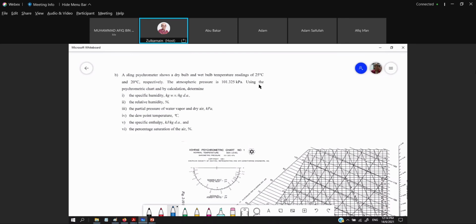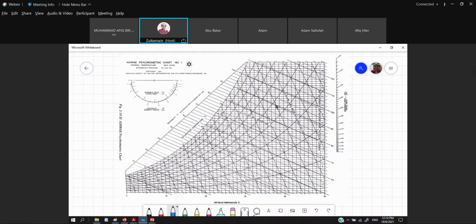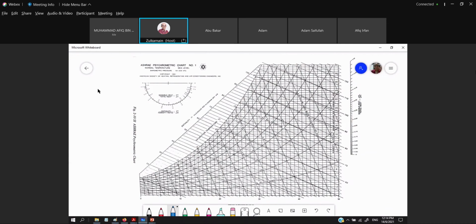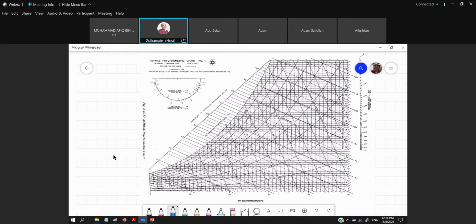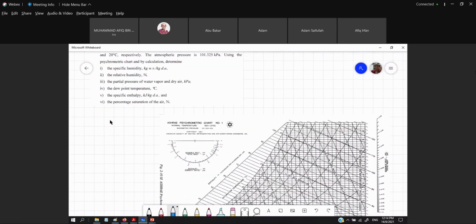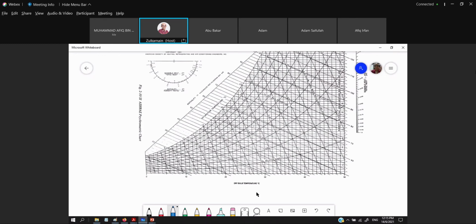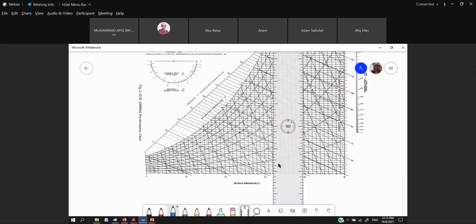What is our state? 25 degrees C and 20 degrees C. So let us look at this psychrometric chart. We are going to plot 20 and 25. 20 is the red bar. So where is 25? Let us look. This is 30, this is 20, so this is 25.